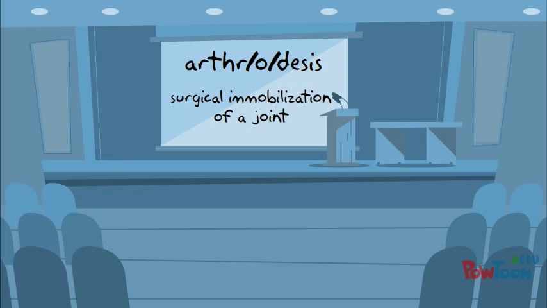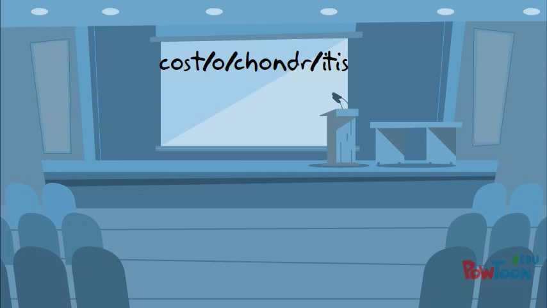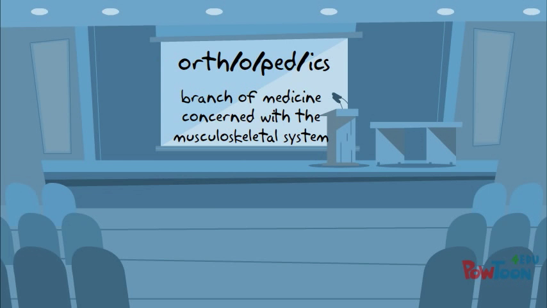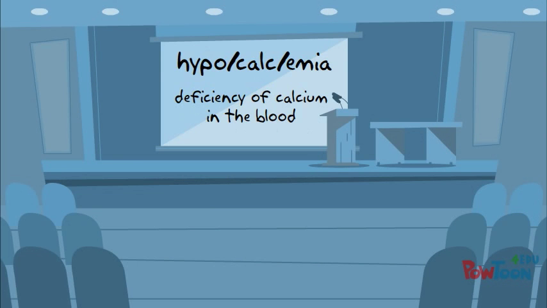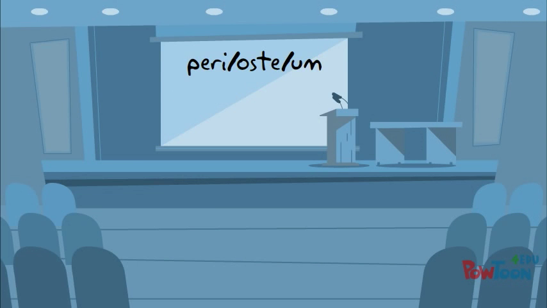Arthrodesis is surgical immobilization of a joint. Costochondritis is inflammation of cartilage of the ribs. Orthopedics is a branch of medicine concerned with prevention and correction of musculoskeletal system disorders. Hypocalcemia is a deficiency of calcium in the blood. Periosteum is the structure around the bone.